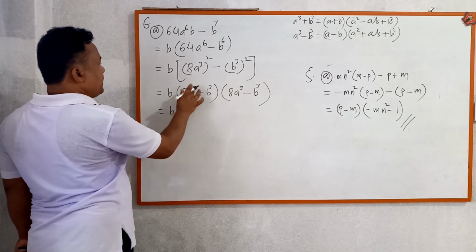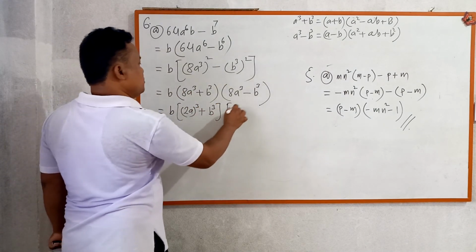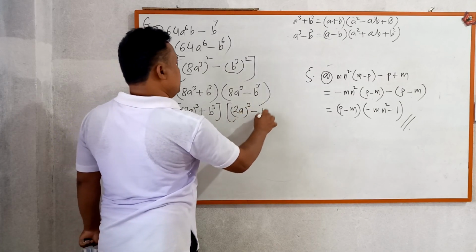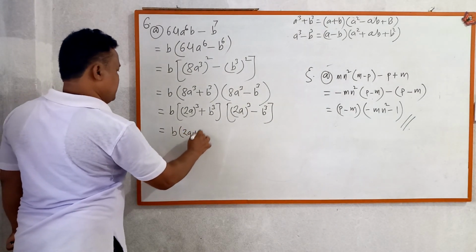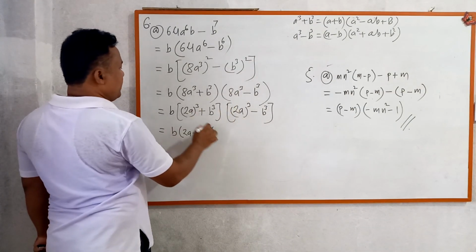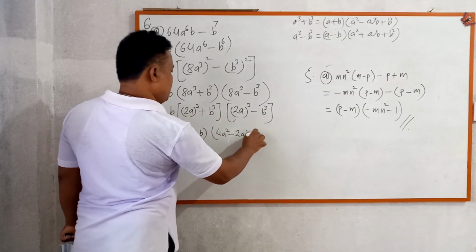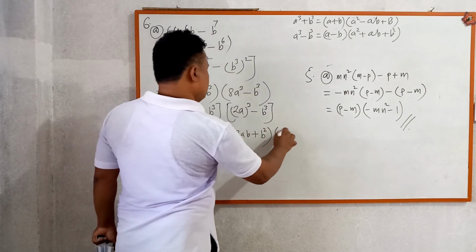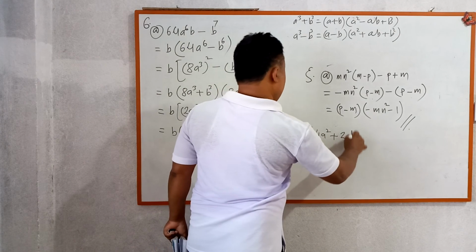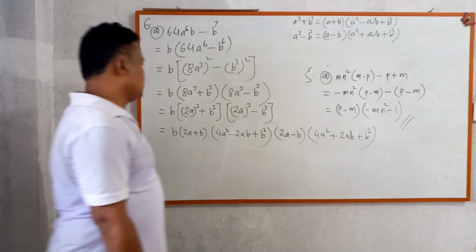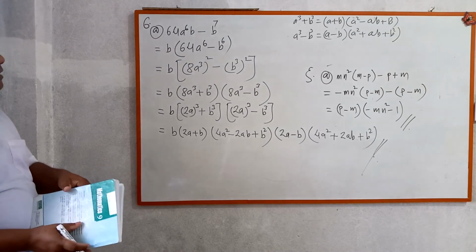So here 8a cube can be written as (2a) whole cube plus b cube, and here also (2a) whole cube minus b cube. By that formula, we get (2a plus b), and a square is (2a) whole square, 4a square. 4a square minus 2ab plus b square, and for this one, (2a minus b)(4a square plus 2ab plus b square). Okay, this much is the answer for this 6a.